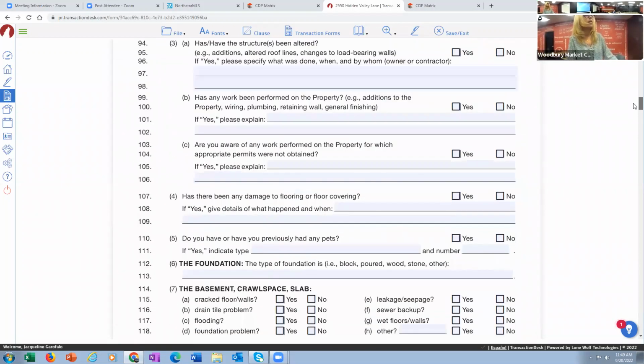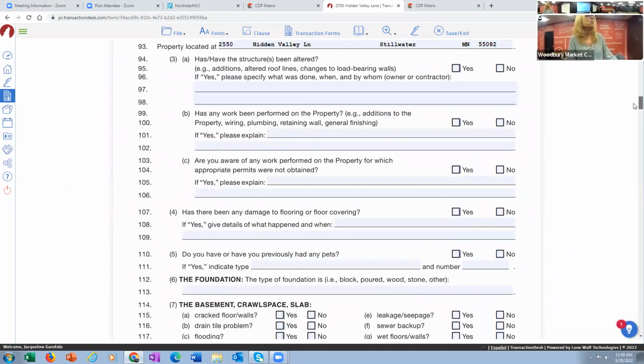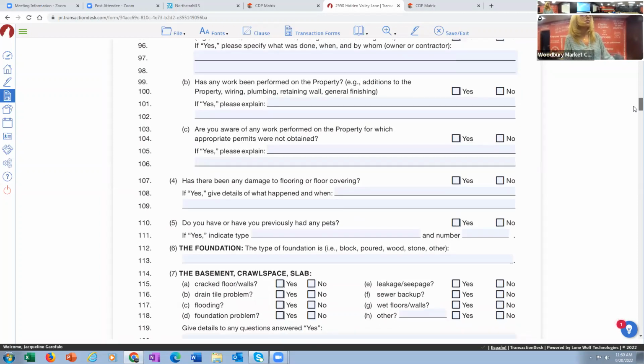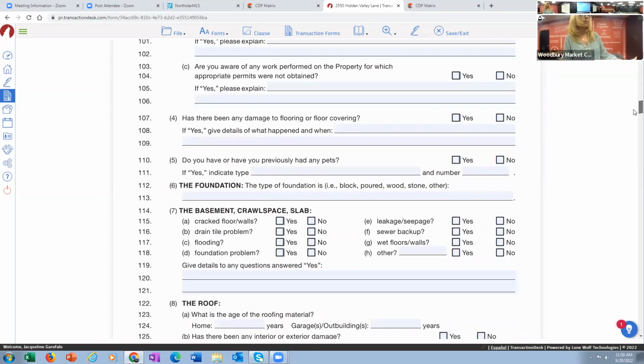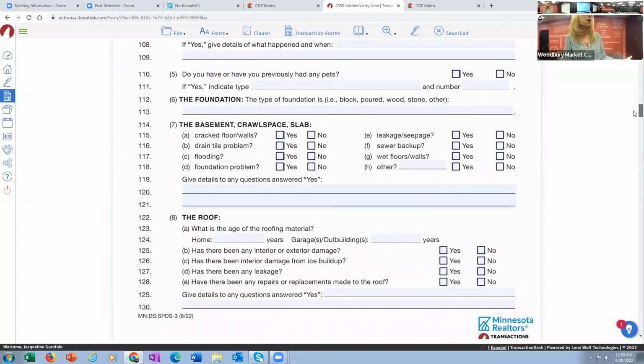Have the structures been altered, right? Any additions, roof line, any kind of structural footprint, foundation. Has any work been performed? Yep. Plumbing, retaining walls, general finishings, and you just talk through it, right? And try to trigger their memory. Because a lot of times, no, like, oh, you really? Okay. Has there been any damage to floors? Typically, it's normal wear and tear. Do you have any pets? You have to disclose if you had them and how many.